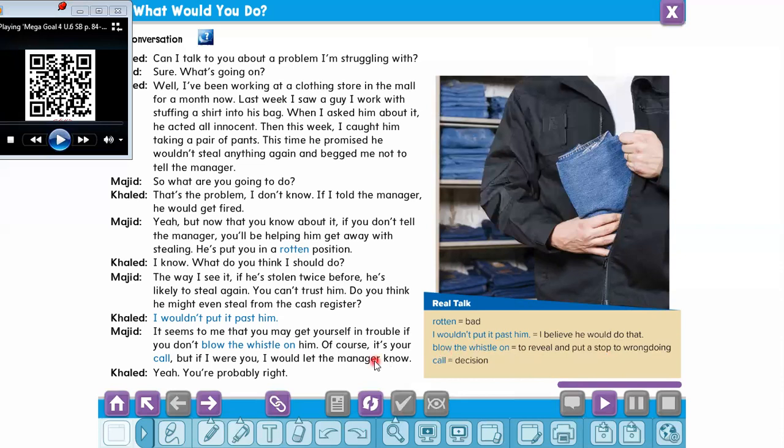Now I want to know the meaning of the other phrase. Let's give the opportunity to another student. What does it mean, blow the whistle on?